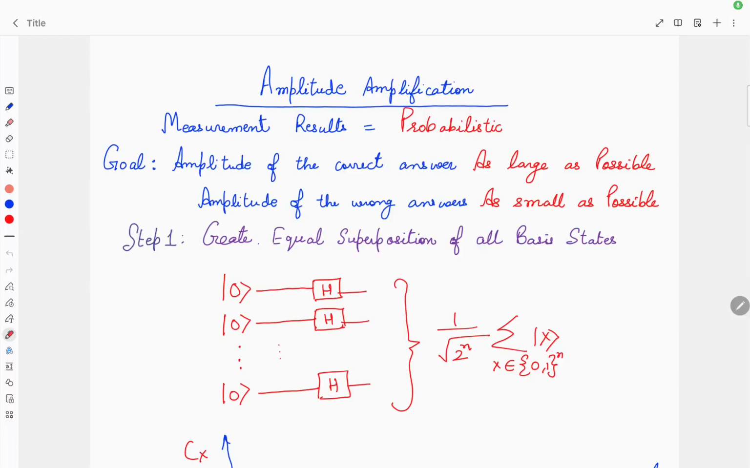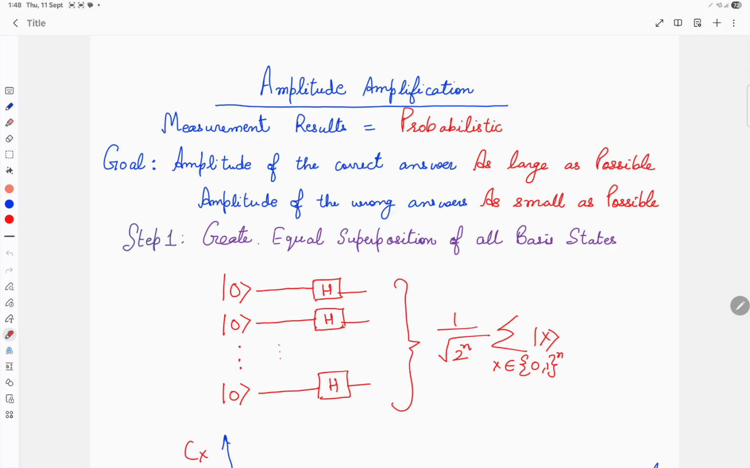Hello everybody. Today we will talk about quantum amplitude amplification. We know that in quantum systems, when we try to measure the quantum states, the measurement results are probabilistic. What we want to do is amplify the correct answers and suppress all other answers. So what is our goal?